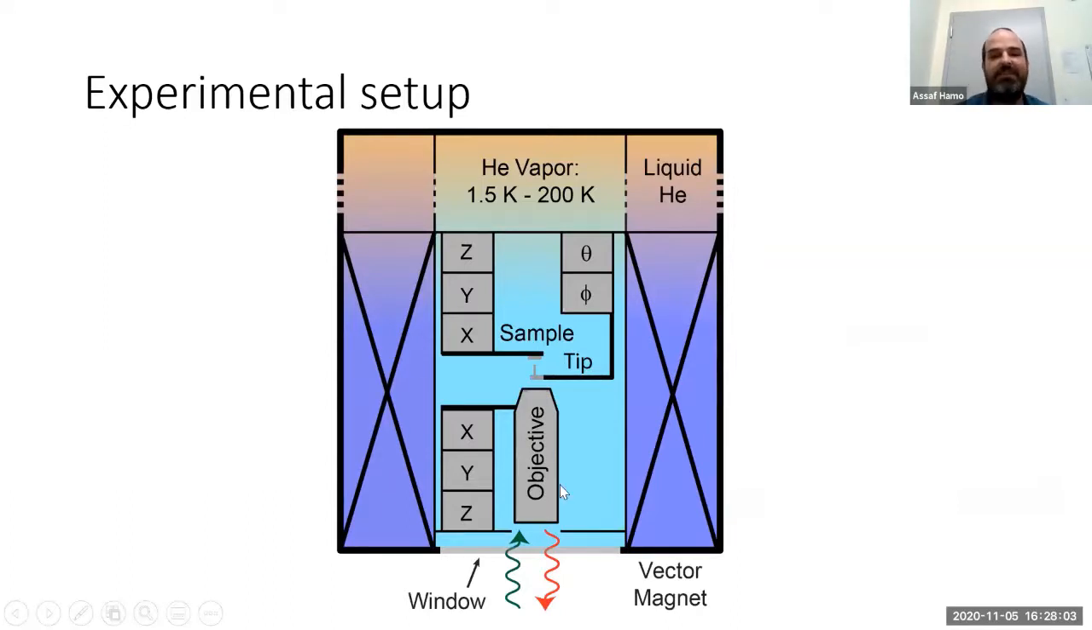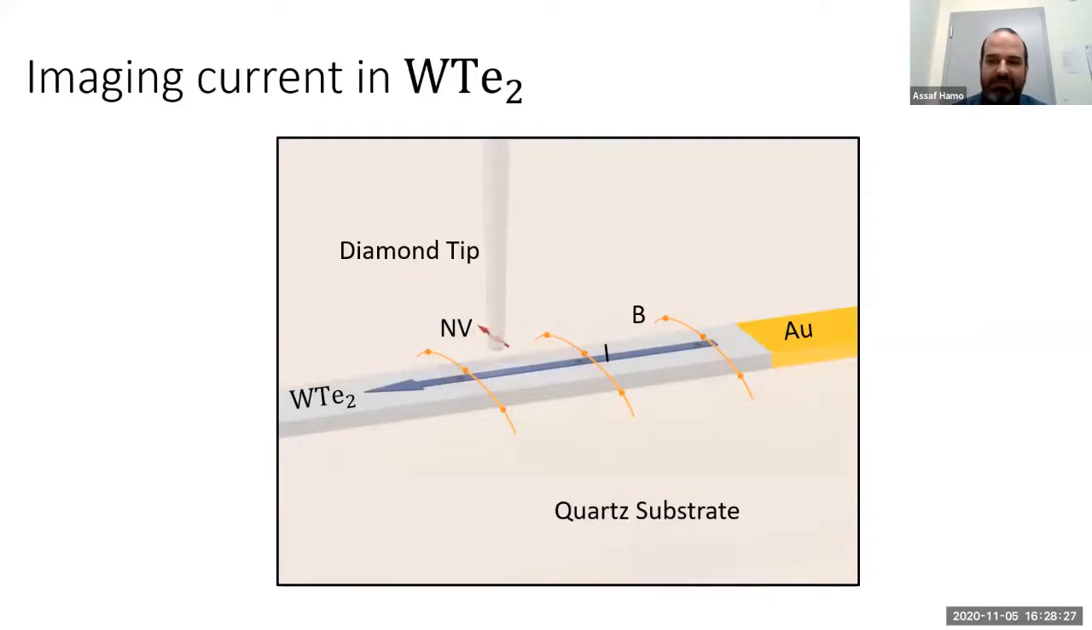And all of that is sitting inside a variable temperature cryostat, which allows us to control very nicely the temperature of the sample and the tip. And finally, a magnet that will allow us to control the levels of the NV center. Now, all of that ends up in the following image. You have an NV center on the edge of a diamond tip, and the NV center is about 50 nanometers above our sample.